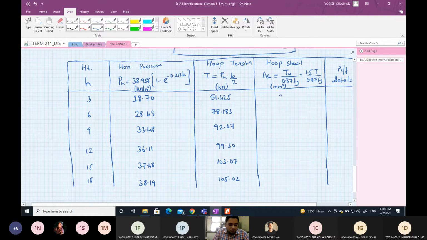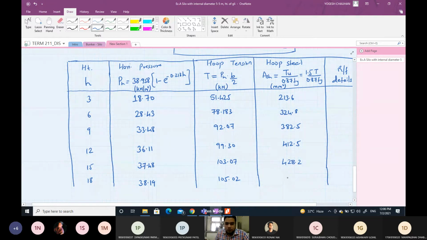Then the reinforcement required will be 213.6 mm square, 324.8 mm square, then 382.5 mm square, and 412.5 mm square, and 428.2 mm square, and 436.3 mm square.